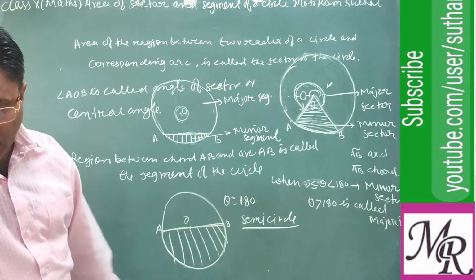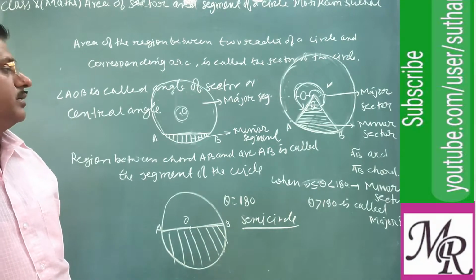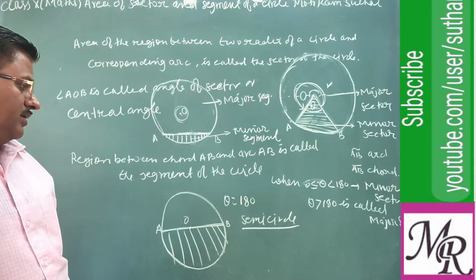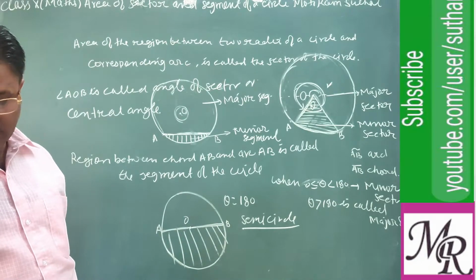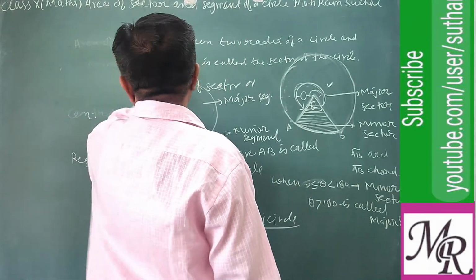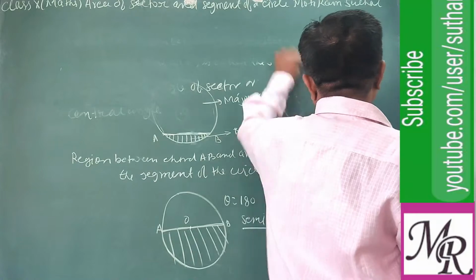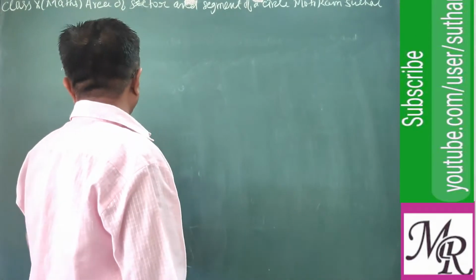So now we want to find two important things for each one. What is the length of the sector and what is the area? So two important things we have to find here. So let's say, first of all we take a sector, then we discuss the segment.